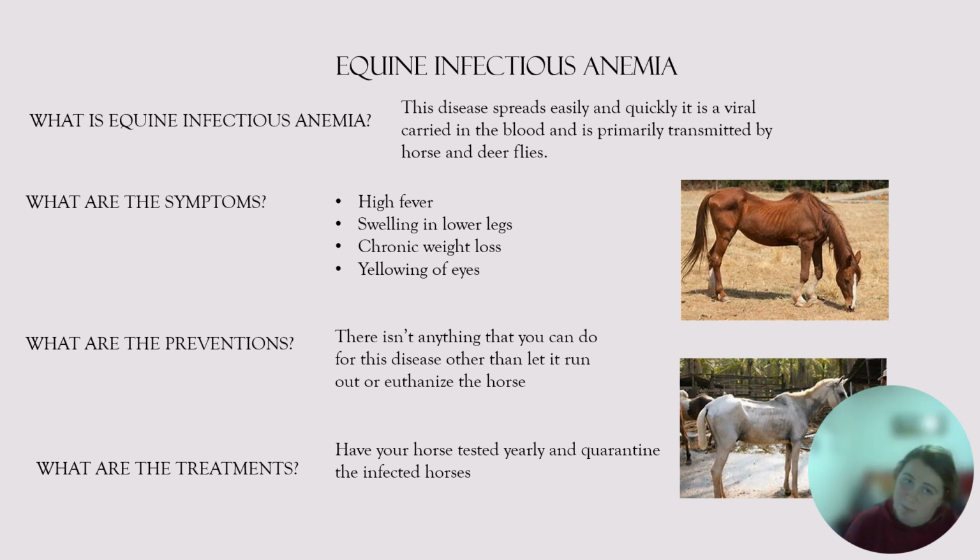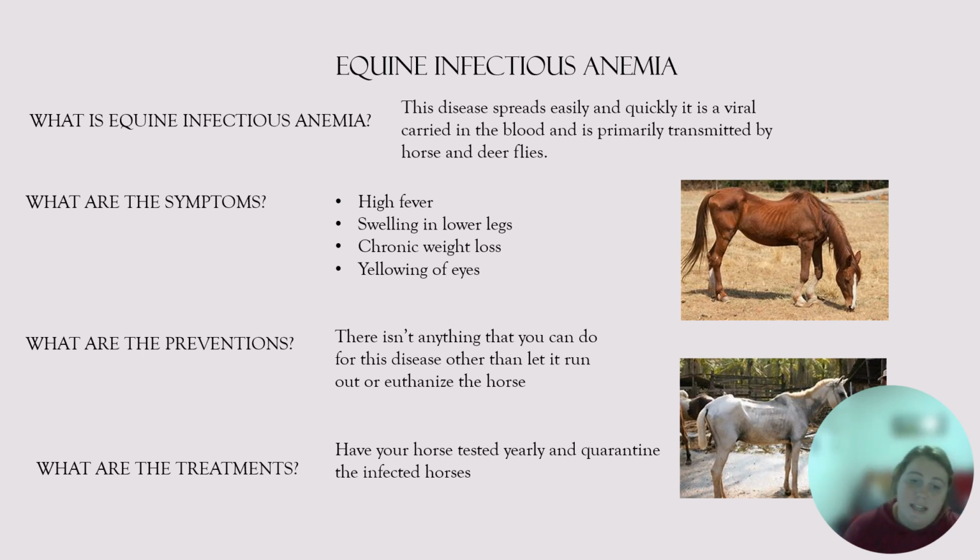All right, the next disease is equine infectious anemia. Equine infectious anemia is a disease spread easily and very, very quickly. It is a virus carried in the blood and transmitted primarily by horse and deer flies. So if your horse has this, some symptoms are extremely high fevers. A lot of the time, the horse's lower legs will be quite swollen. They'll have chronic weight loss, and they'll have some yellowing in their eyes.